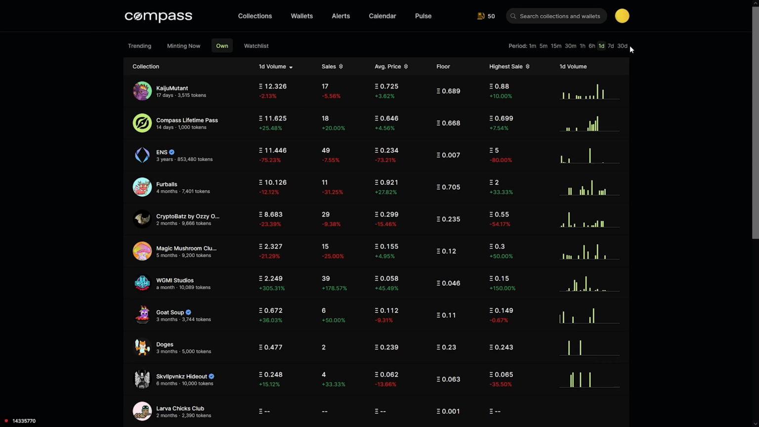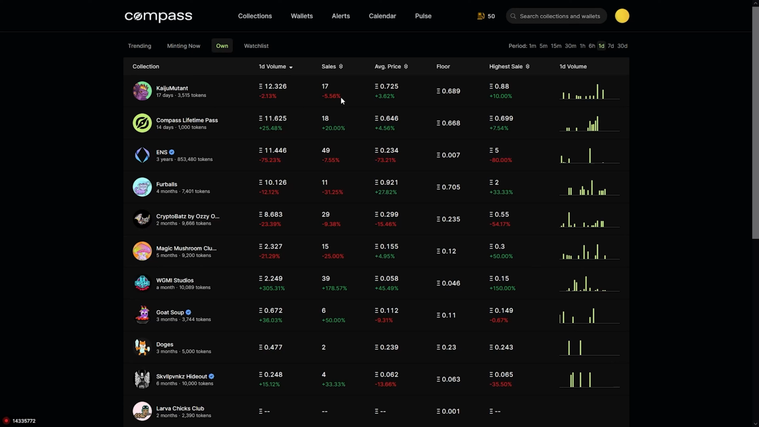So you'll be able to select a period, and then based on that period, it will order the collections by the amount of volume that they have seen during that period. So if you hover over the collection, it tells you a little bit about it, such as if it's revealed, how many tokens there are, when it released, relevant links. This will show you the amount of volume that the collection has seen during the period you have selected.